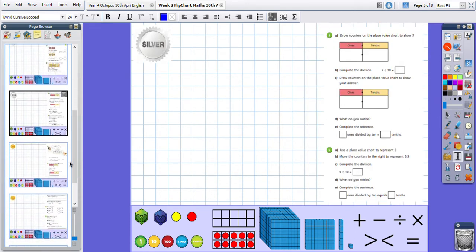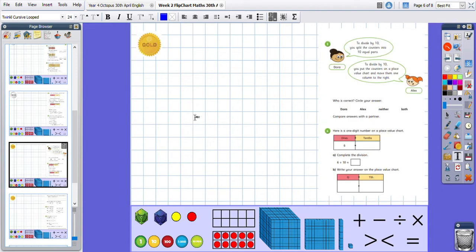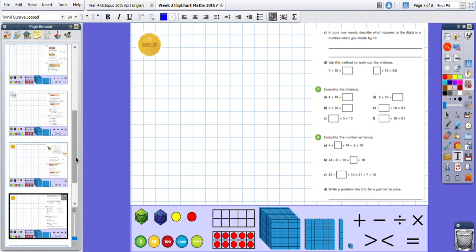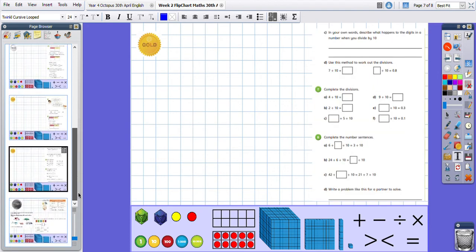Thinking about how many groups of 10 we are making when dividing by 10. For gold, you are moving on to reasoning and problem solving, discussing whether Dora or Alex are correct or neither of them or both. So for gold, questions 5, 6, 7 and 8.